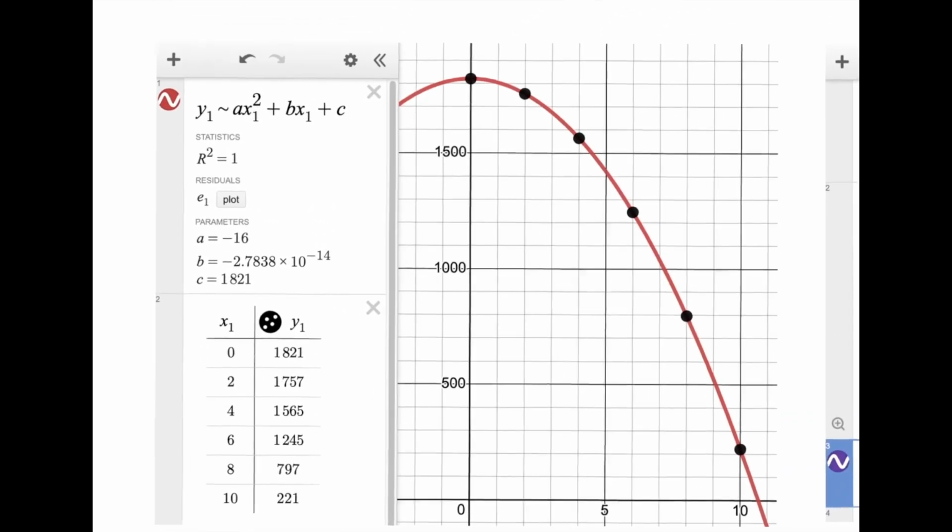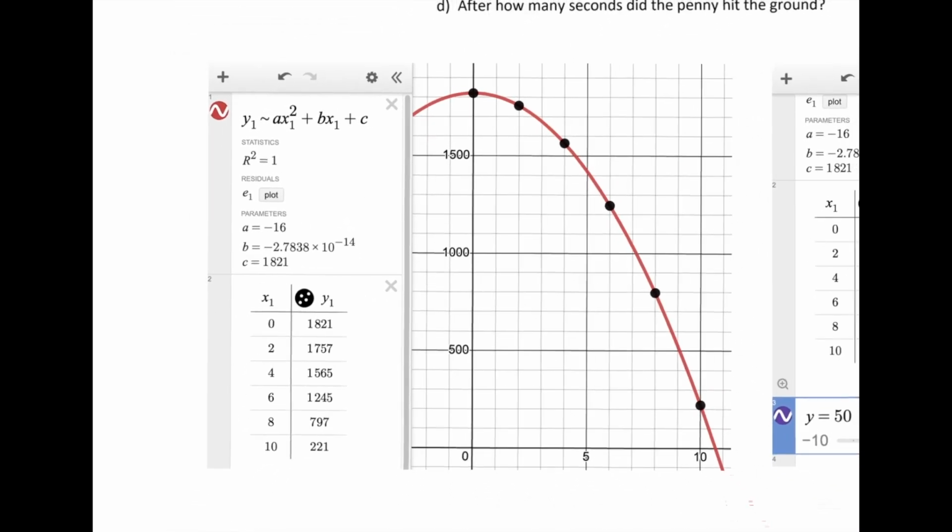But here's what your screen would look like then. I entered the values from the table into the second line on Desmos, and then I type this regression equation, and I will give you that regression equation on the test. It's also on this page of the review guide, but I'll also give it to you on the test.